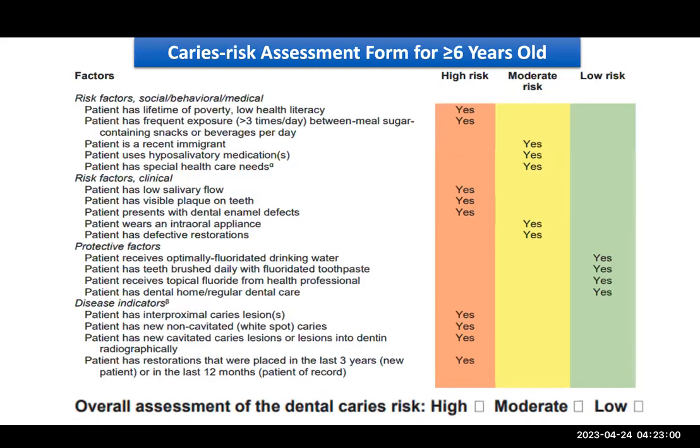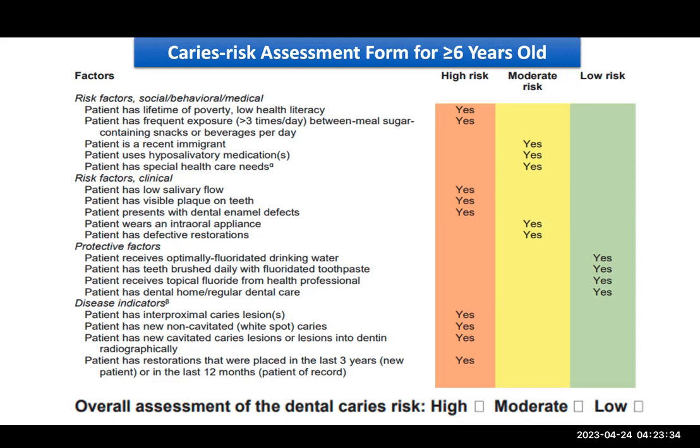The similar tool is for children 6 years and above, in which certain factors of 0 to 5 have been removed, like baby bottle feeding and mother's caries exposure. But they also added factors which are relevant to this age group, like hyposalivation. There is a change in the special healthcare need also. In the previous one, it was for the high risk. Here it is for the low risk.